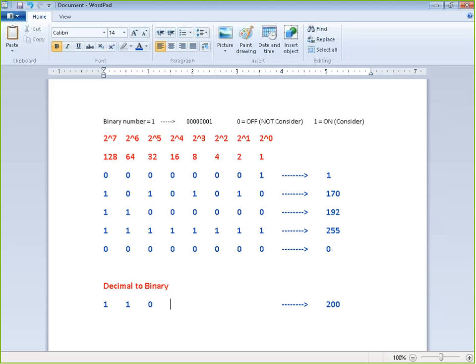Okay, if I add that, it's going to be 208. 192 plus 16 is 208. 208 is more than 200, so that's why I'm going to put a 0 out here. Do you get that?